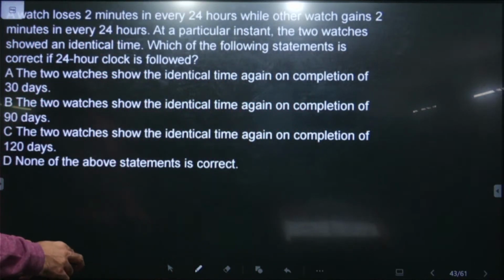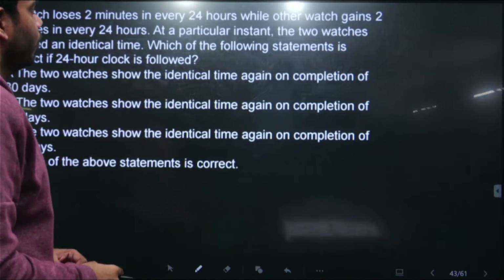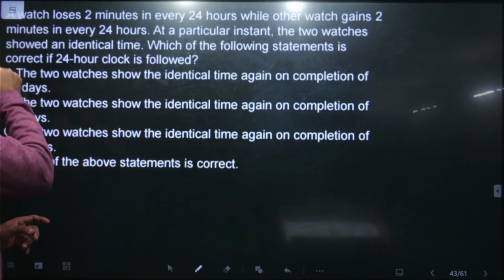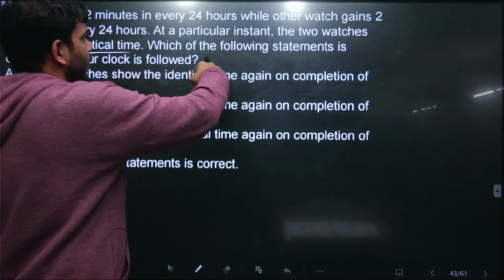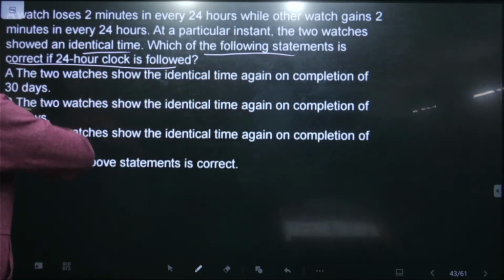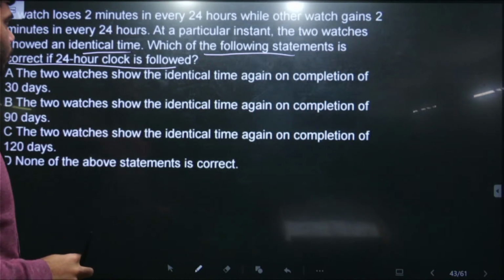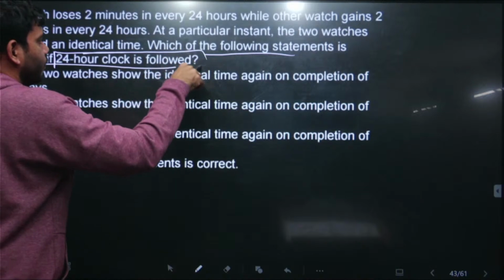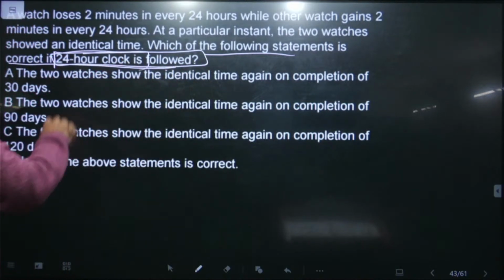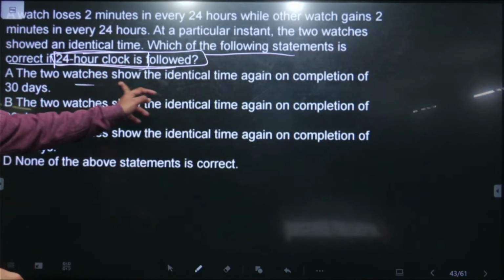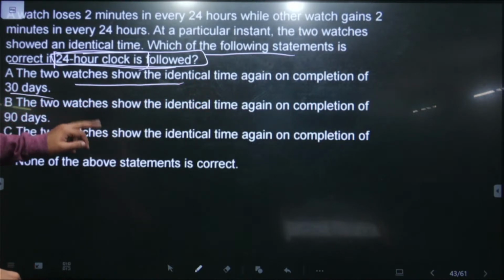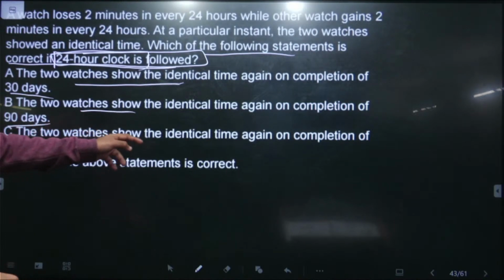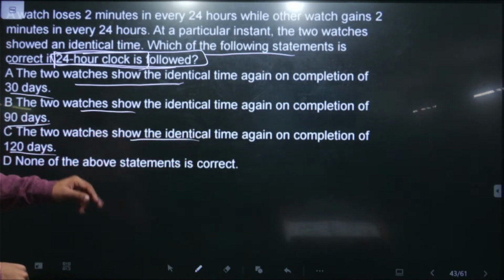A watch loses 2 minutes every 24 hours while another watch gains 2 minutes in every 24 hours. At a particular instant, the two watches are showing the identical same time. Which of the following statements is correct if a 24-hour clock is followed? The two watches show identical time again after completion of 30 days. The two watches show identical time after completion of 90 days. The two watches show identical time after completion of 120 days.